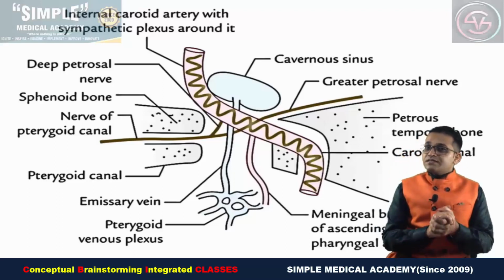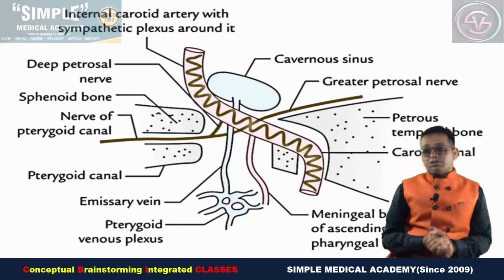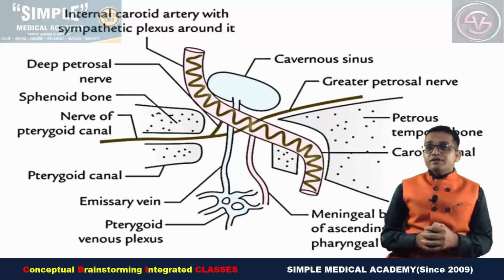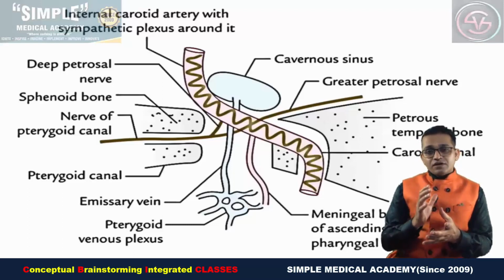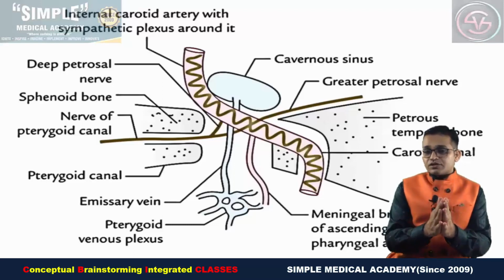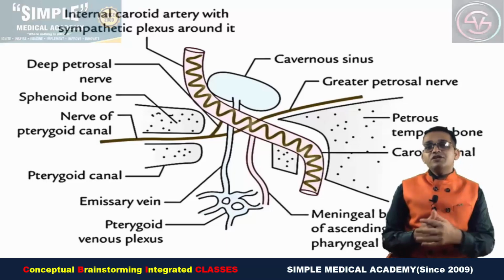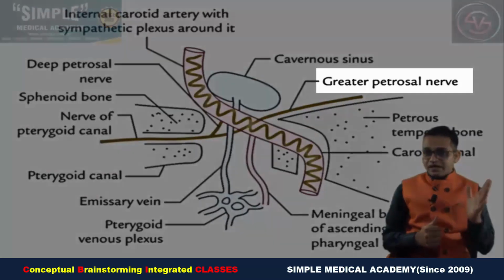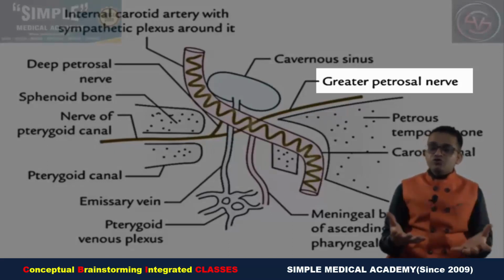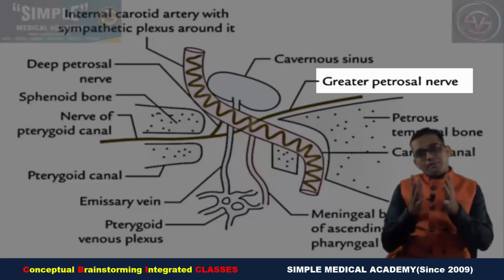Now see here, there is the petrous part of the temporal bone. Petrous part of the temporal bone is related with the nerves which are known as the petrosal nerves. There are three important petrosal nerves. One is the big nerve, large nerve, which is superficially located. That's why this is known as the greater petrosal nerve, because it is superficial in location. That's why also known as the superficial petrosal nerve. Also you can say greater superficial petrosal nerve.